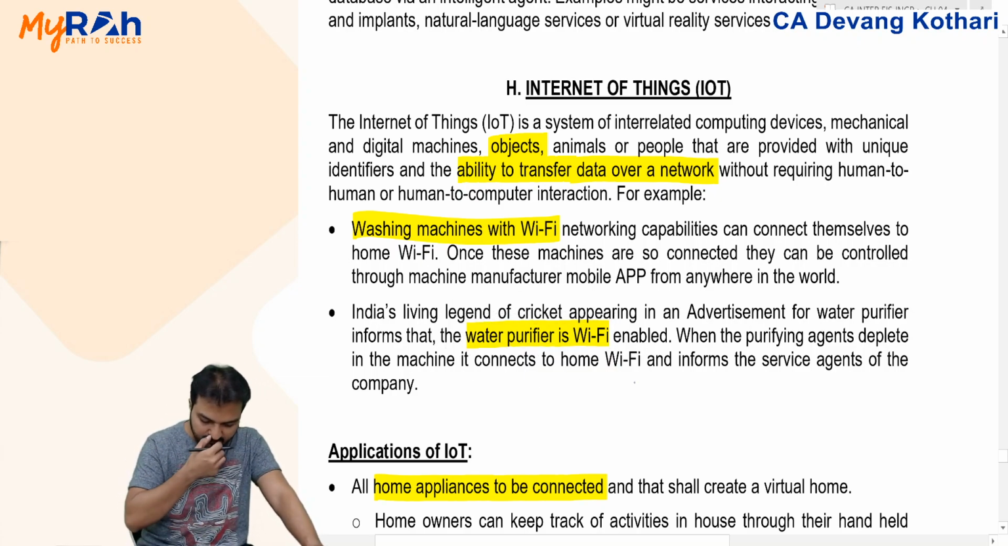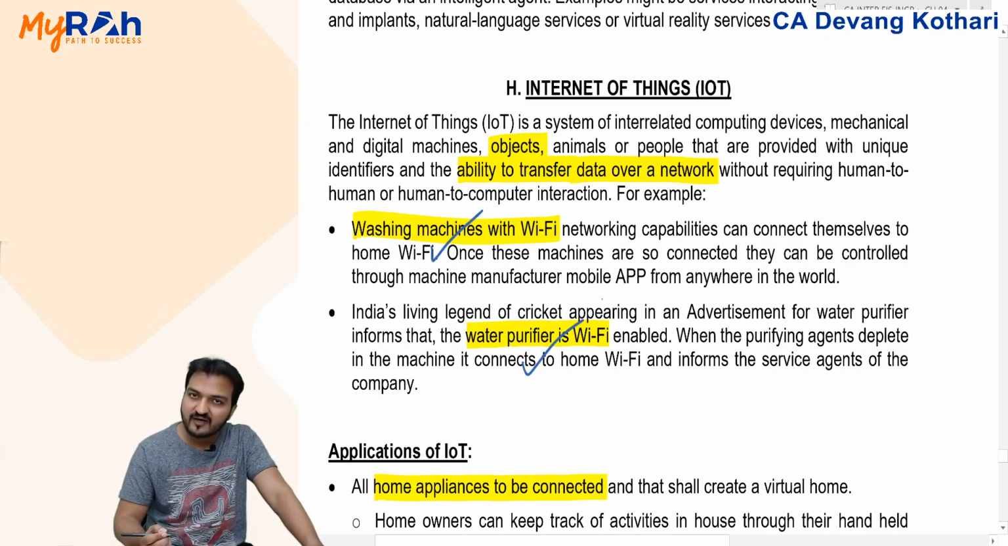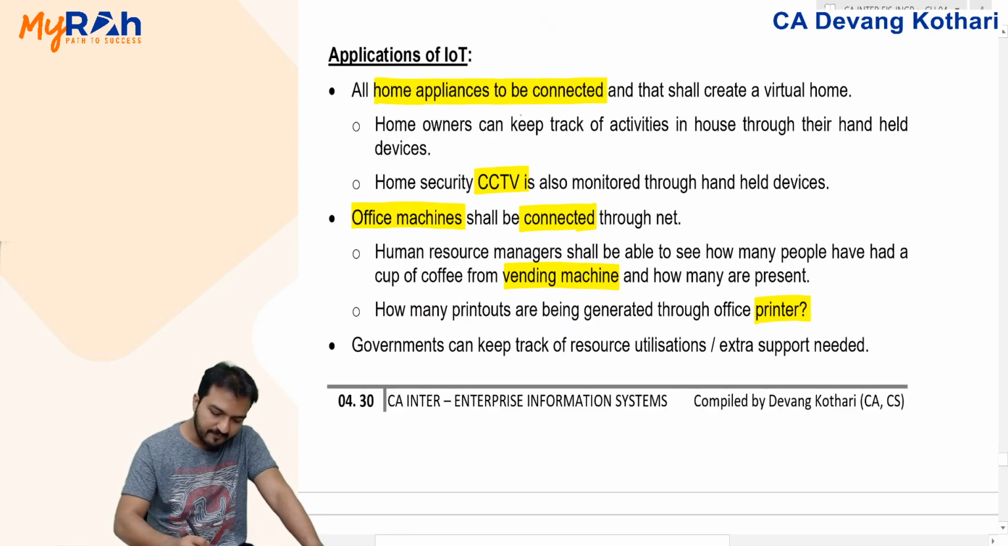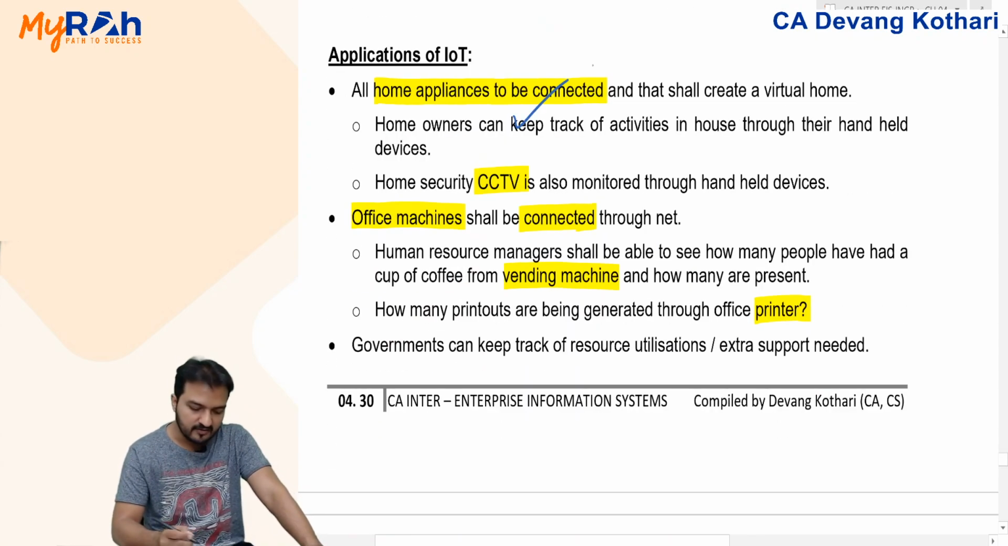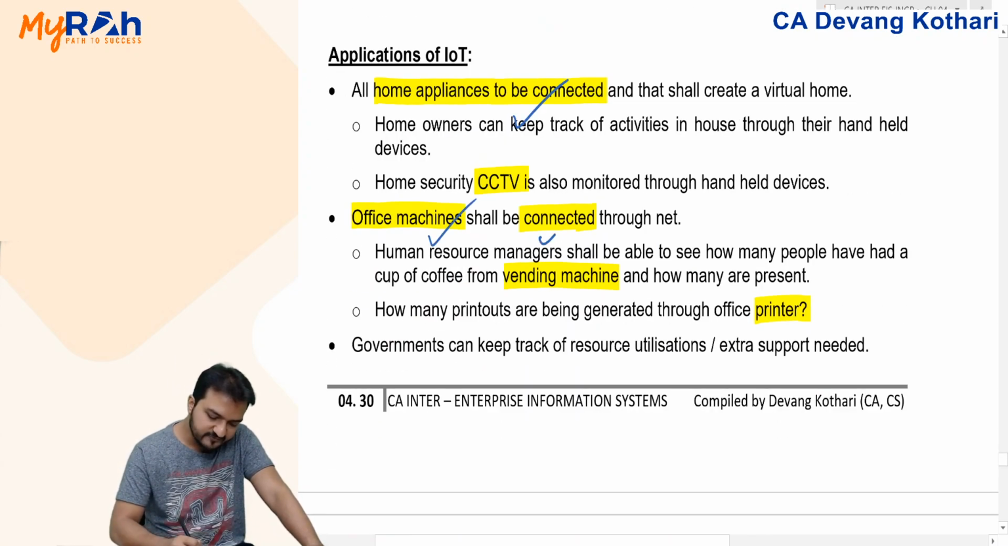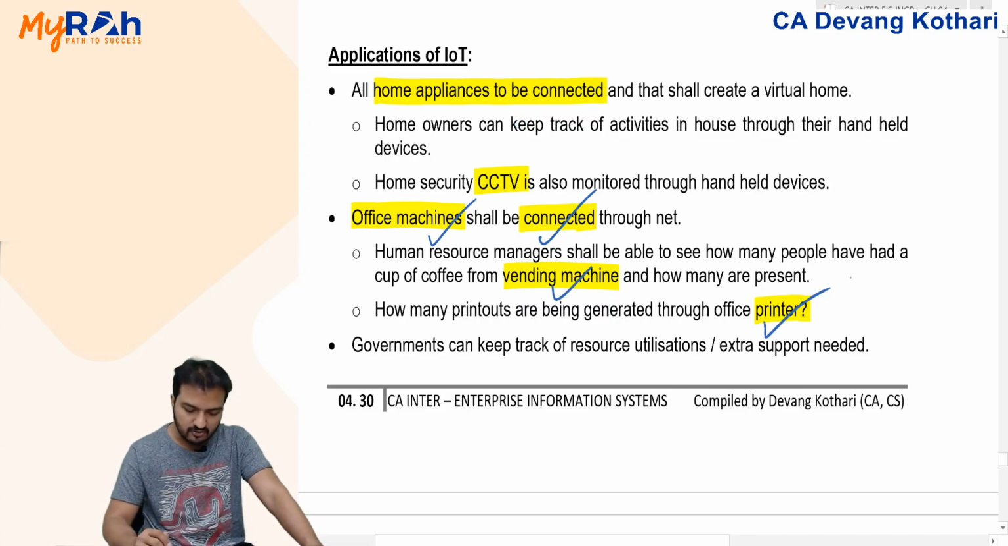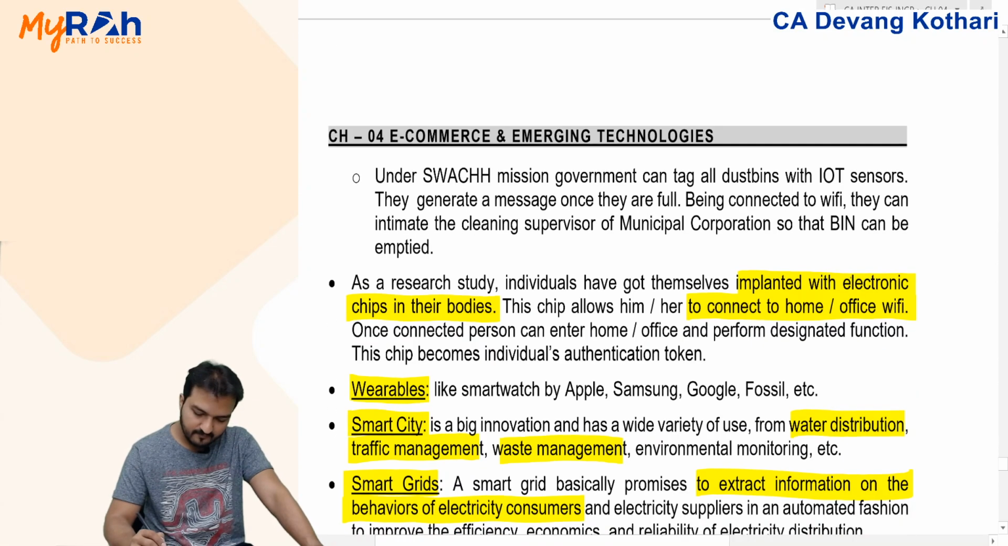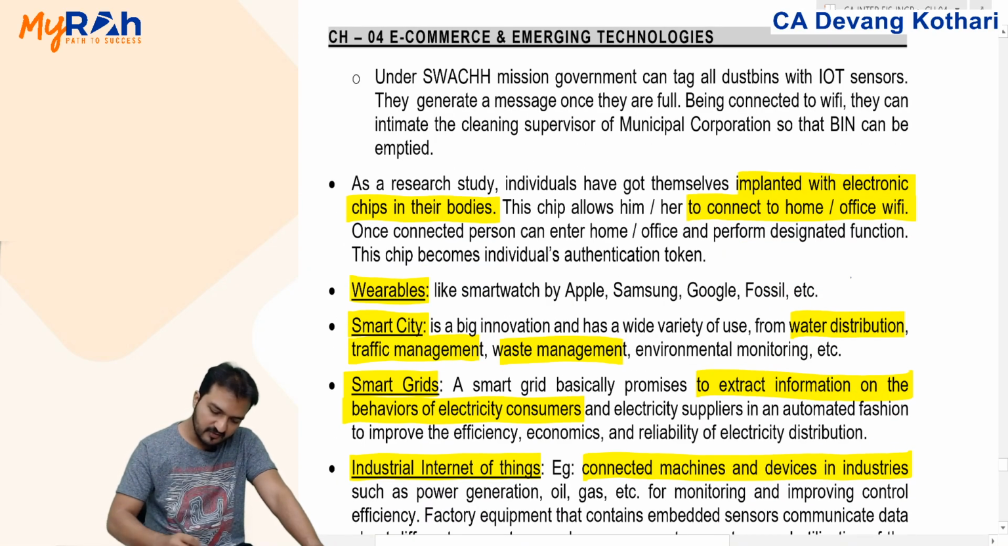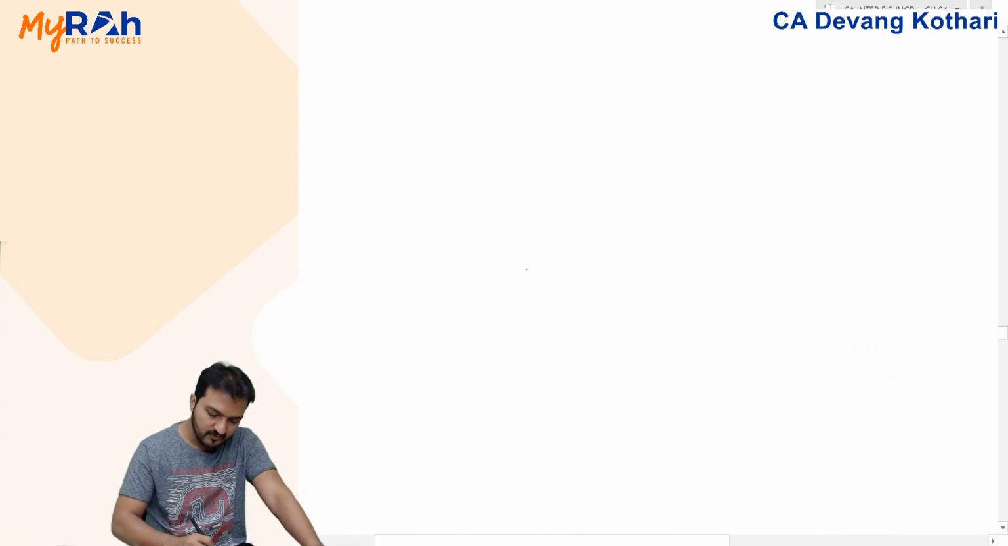Some examples I'll remind you again: washing machines having Wi-Fi connection, water purifiers having Wi-Fi connection, home appliances like smart TVs connected to the internet, office machines also connected to the internet like vending machines, Wi-Fi printers are also there nowadays. Body implants having internet connections, wearables, smartwatches and all, smart city, smart grids.